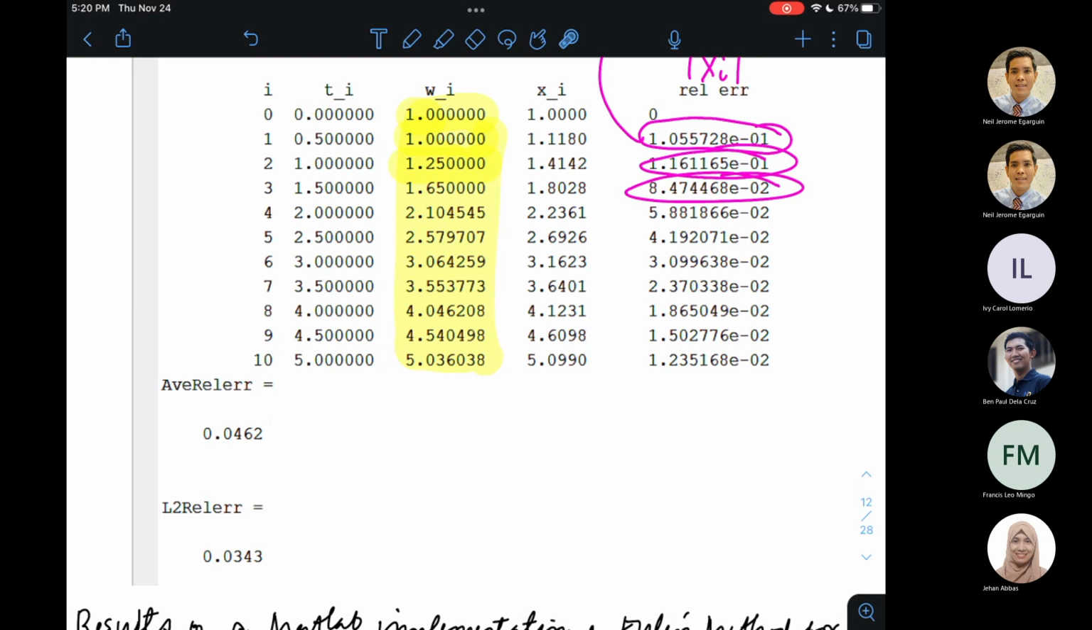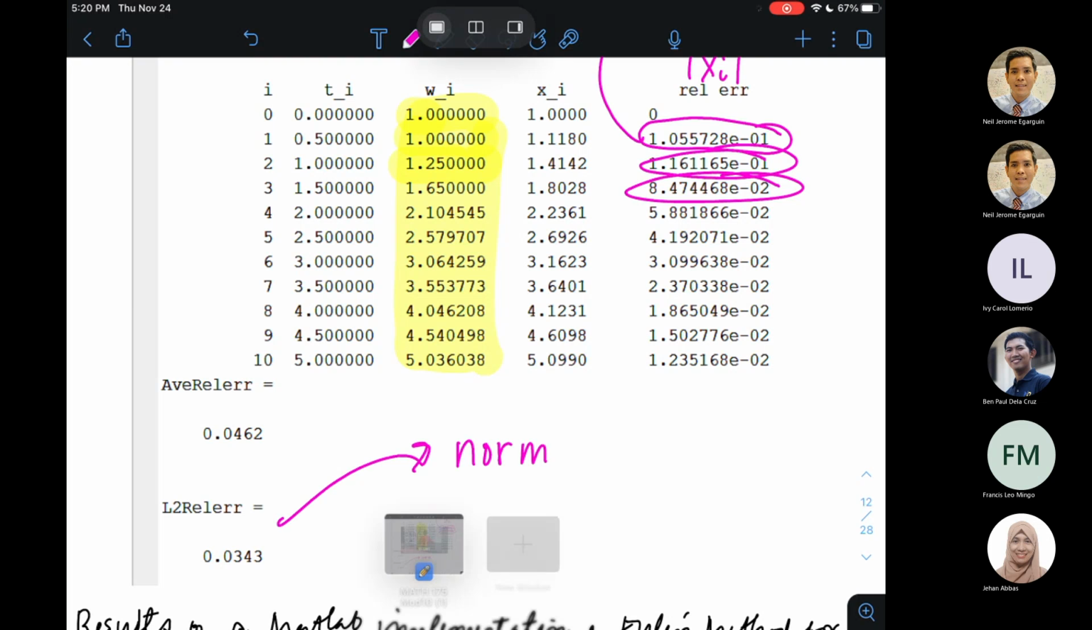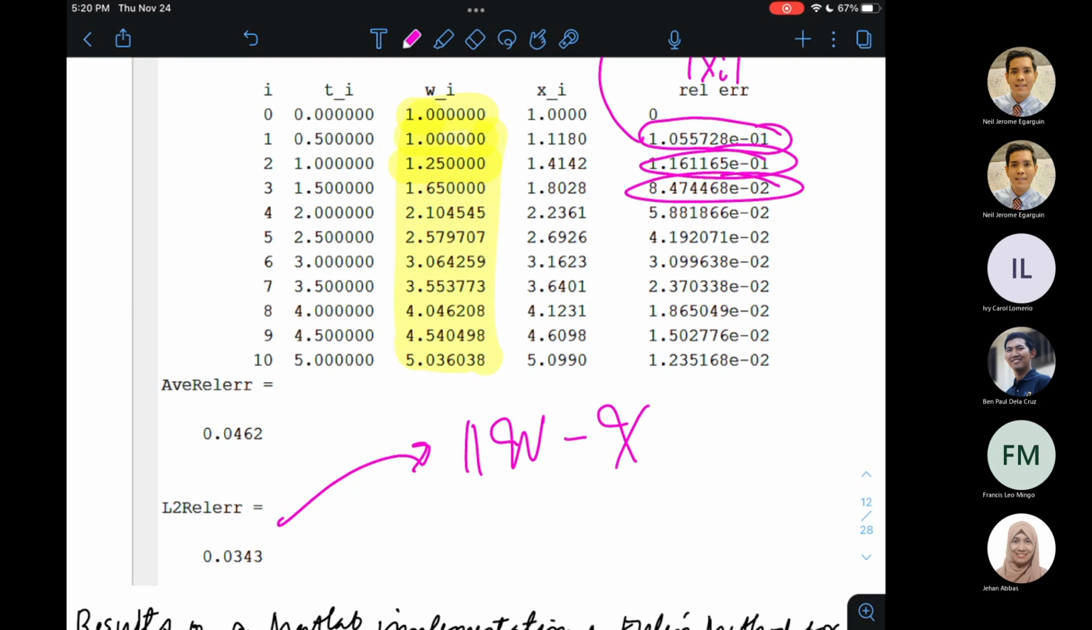So yeah, or if you want to be more technical about it, get the L2 norm, or the L2 relative error of the error vector. So itong L2 relative error, ito ay norm in the L2 sense. Siguro mathematical ko na lang siya isusulat. So meron kang vector big W, ang laman niya ay yung mga W sub i's. Tapos meron kang vector capital X, na ang laman ay itong mga X sub i's.